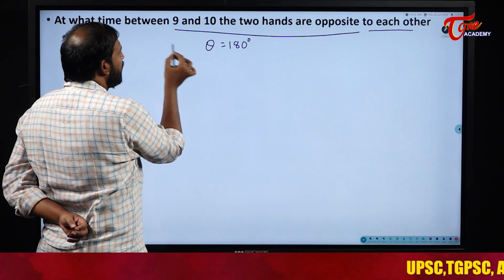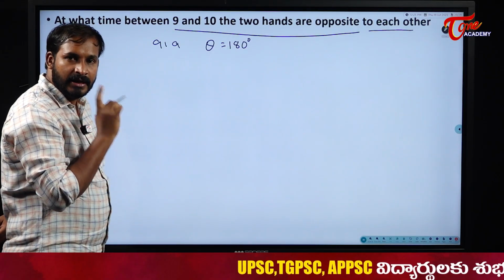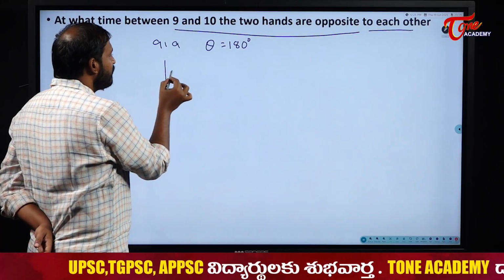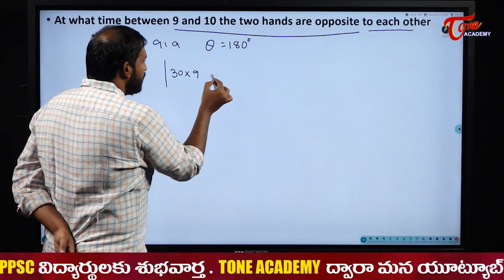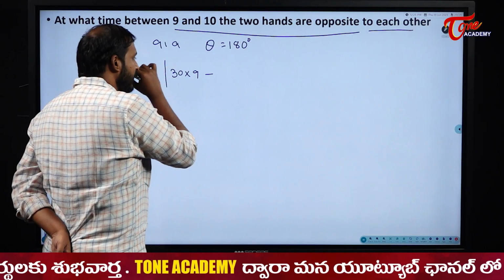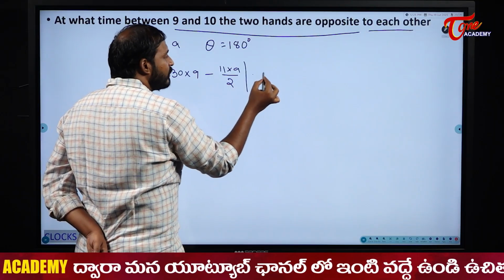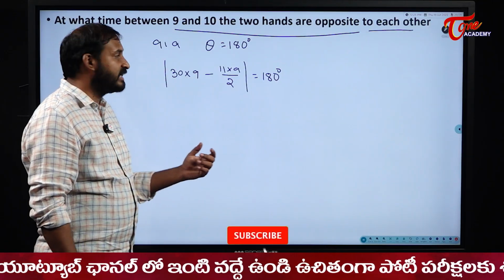So we know that it is between 9 and 10, so how will you take the time? 9 o'clock A minutes. So what will you write? Theta is equal to modulus of 30 into 9, that is 30x, minus 11y by 2. Here y is A, so 11 into A by 2. That is equal to 180 degrees. Now listen here, students.